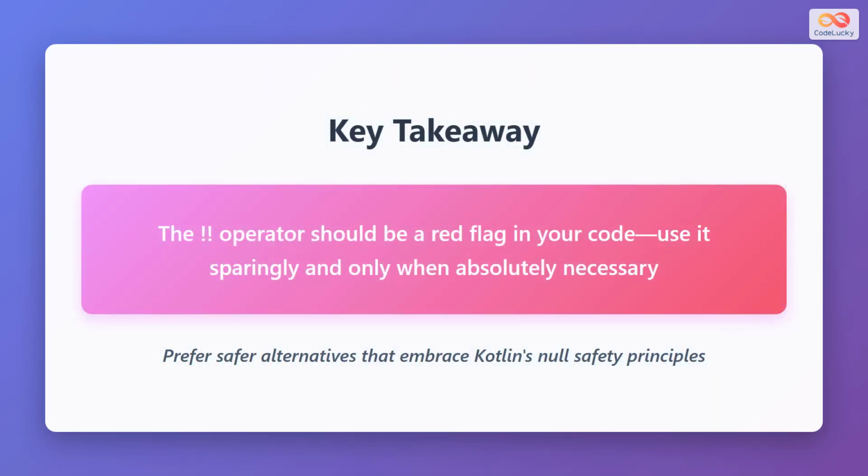Here's the key takeaway from this lesson. The double exclamation mark operator should be a red flag in your code. Use it sparingly and only when absolutely necessary. Whenever you see it in your code, ask yourself if there's a safer alternative. Remember, Kotlin provides powerful null safety features to protect you from null pointer exceptions. Prefer using these safer alternatives that embrace Kotlin's null safety principles, rather than bypassing them with the not-null assertion operator.